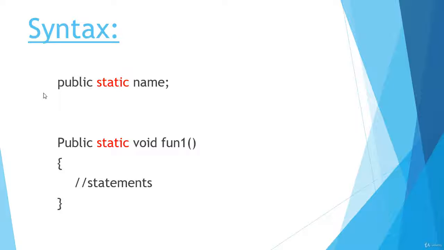Now look at its syntax. First of all, public static name. This is the class variable, or you can say the static variable. We use the static keyword before the name of the variable, and we make that variable static. And to make our function or method static, we use the static keyword like public static void function name, so we use static before the return type, and in this way we can make our variable and function static. So let's create our program in NetBeans to use the static keyword with variable, method, block, and inner classes.